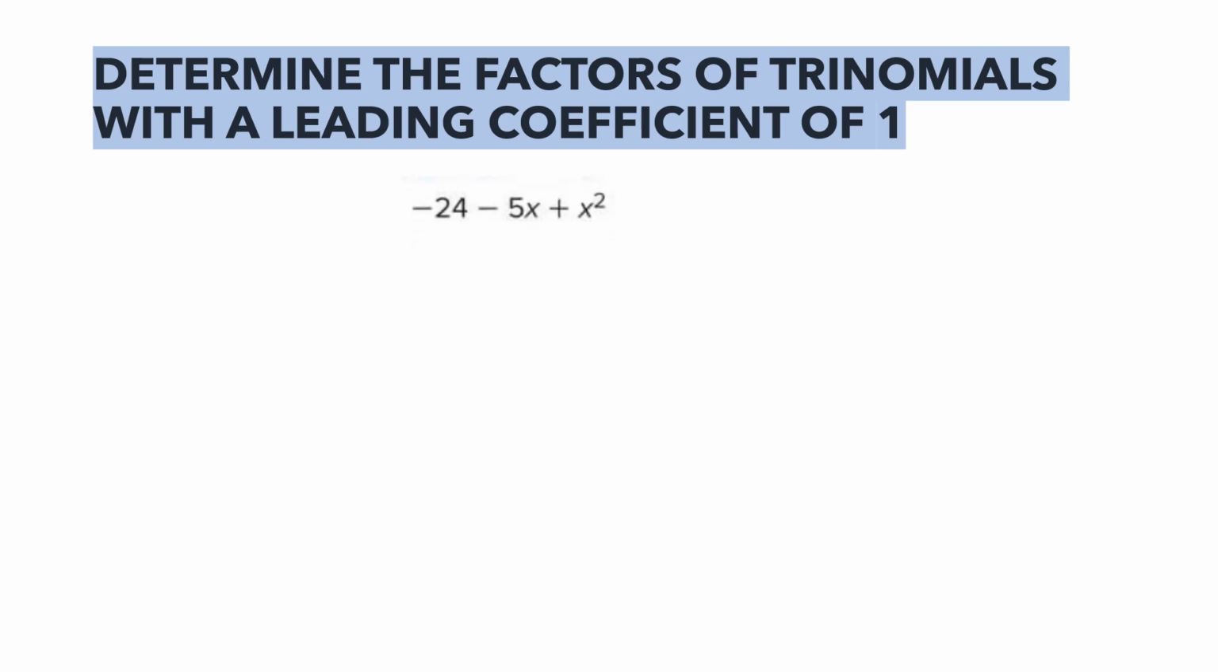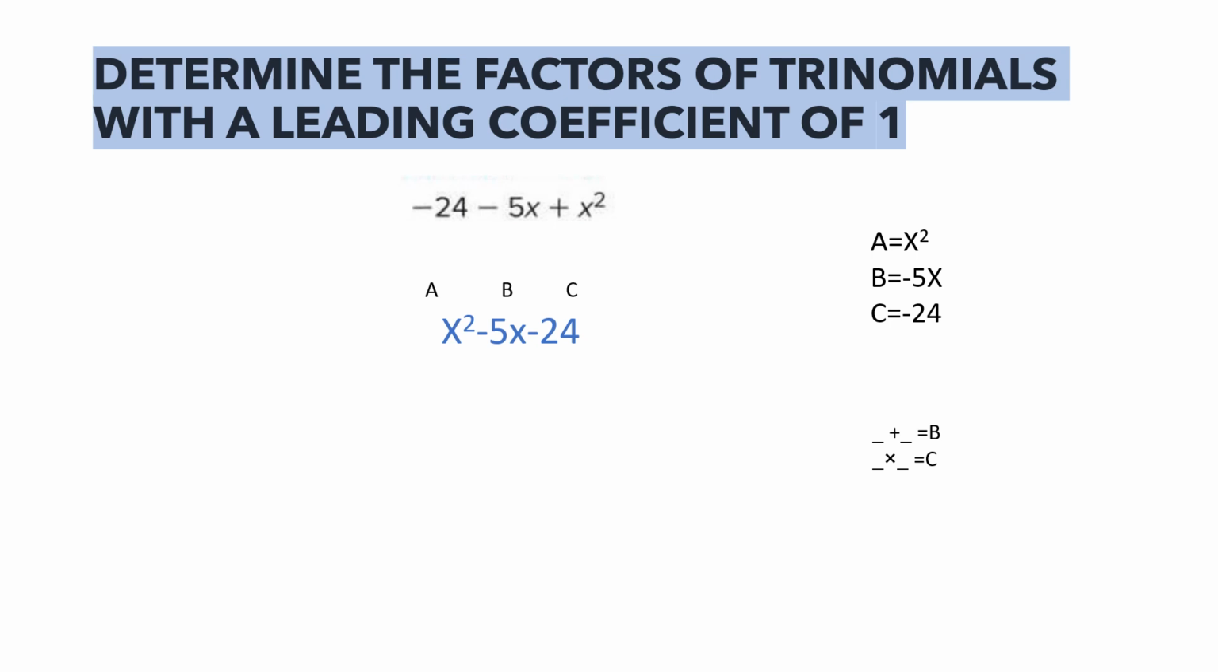So let's look at this example. Here we have negative 24 minus 5x plus x squared. We need to rearrange it so it makes more sense, by writing x squared minus 5x minus 24. So we set a equal to x squared, b equal to negative 5x, and c equal to negative 24.